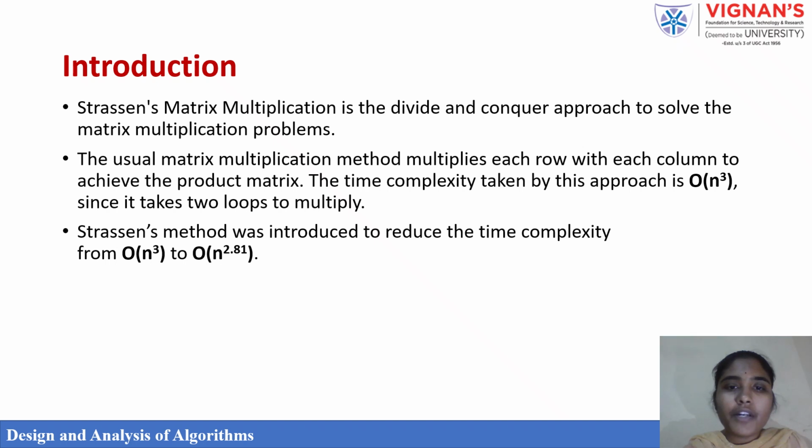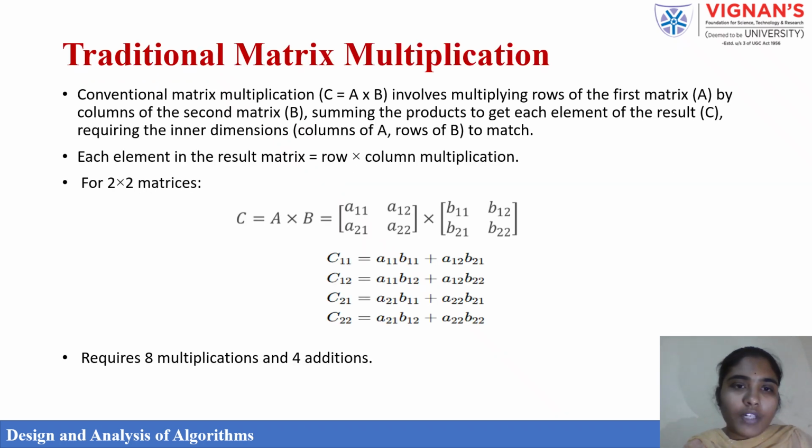The usual matrix multiplication method multiplies each row with each column to achieve the product matrix. This approach takes big O of n cube since it takes two loops to multiply. To reduce this computation time from big O of n cube to big O of n power 2.81, Strassen introduced a faster algorithm. Now let us see what is traditional matrix multiplication.